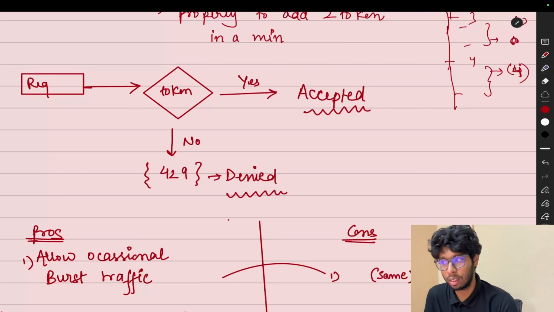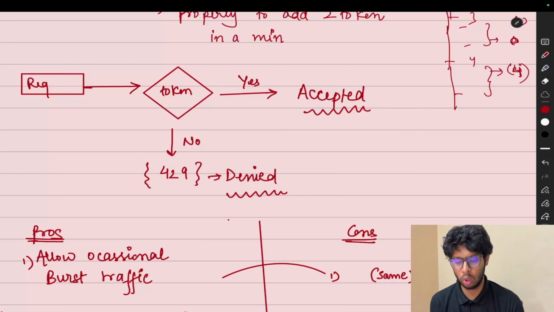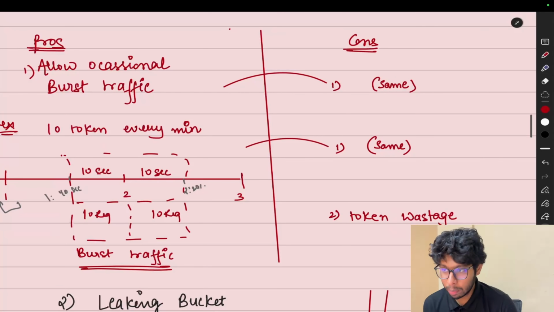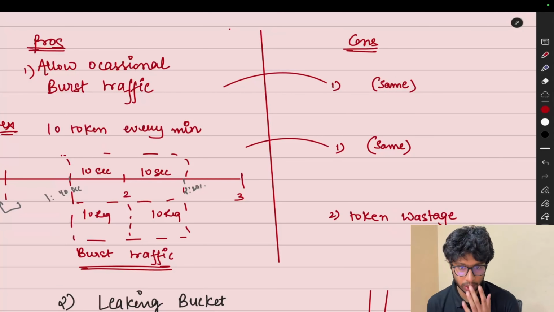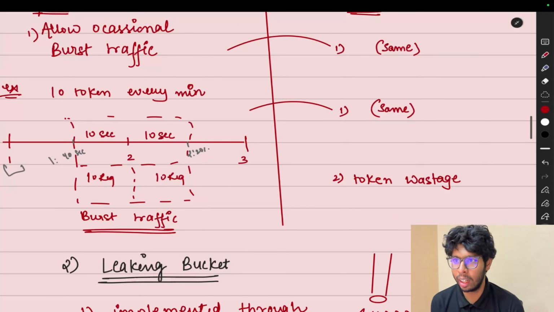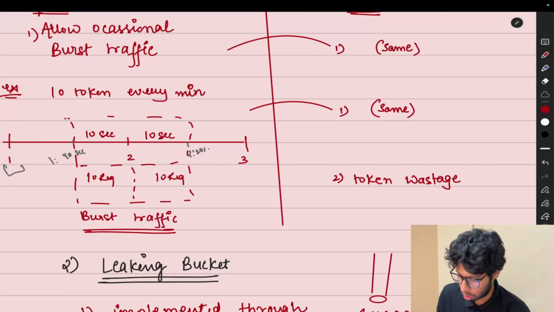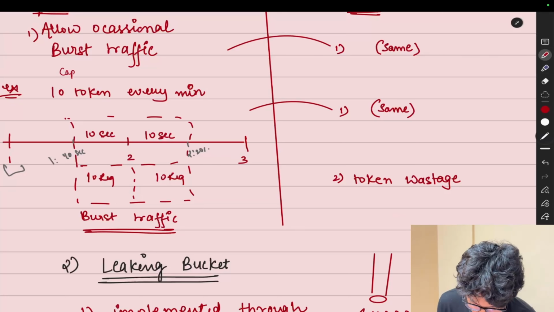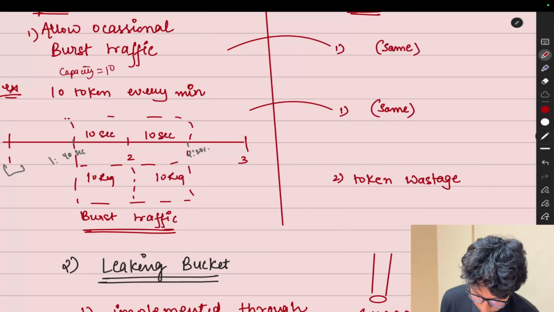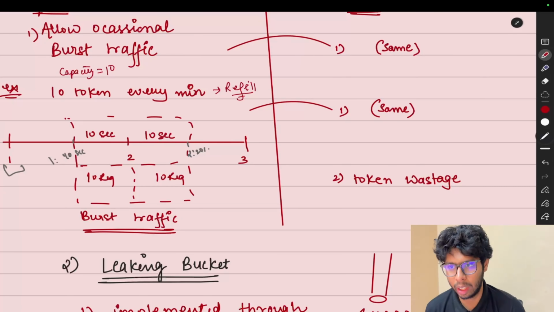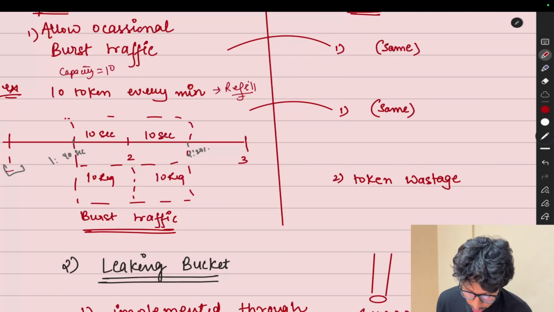Now let's discuss some pros and cons of this token bucket service. The pro is that it allows occasional burst traffic, and the con is the same. What does that mean? Let's understand it. I just put an example here. If we say 10 tokens are accepted every single minute, and the refiller is going to provide 10 tokens every single minute, and the capacity is also going to be 10. So I will write capacity is again 10, and this is our refill. Now I just draw one timeline: 1 minute, 2 minute, and 3 minute. So these are my times.